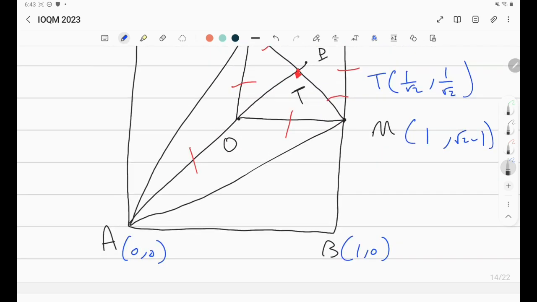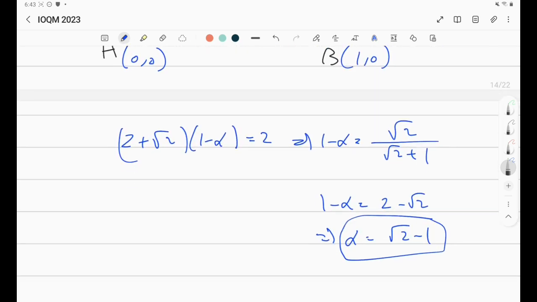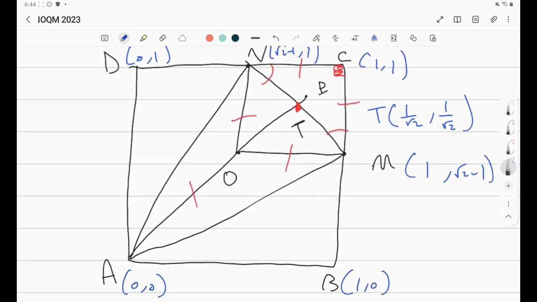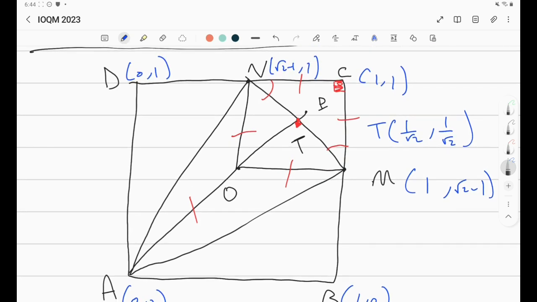Yeah, let me check, just to make sure I did not make any mistake. Root 2 minus, okay, root 2 minus 1, so 2 minus root 2. Yeah, no problem, that's it. Okay, so this is T. So T was 1 over root 2 and 1 over root 2. Very nice.